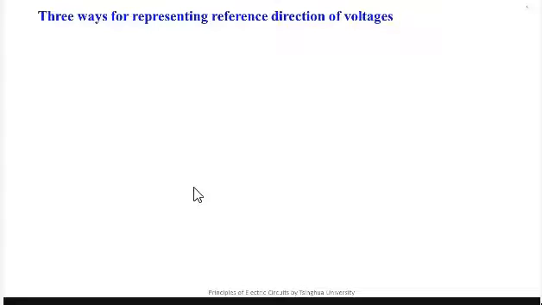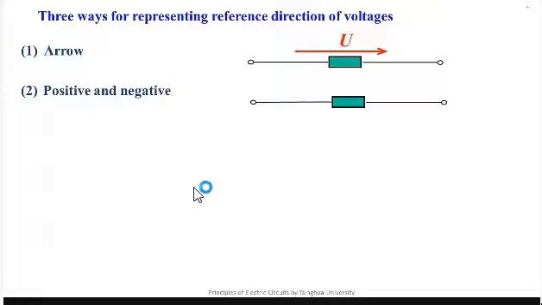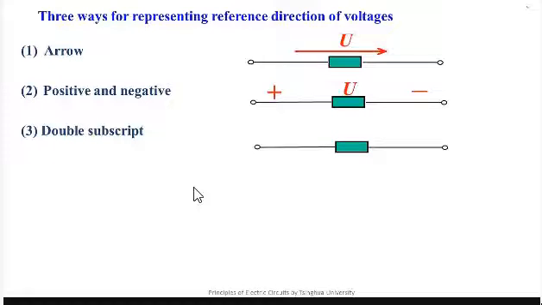For the reference direction of the voltage, we have three ways to represent. The first one is arrow. It means that the potential is dropping with the direction of the arrow, or there is a drop of the voltage in the direction of the arrow. The second way is positive and negative. We think the potential of the positive terminal is U volts higher than that of the negative one. The third way is double subscript. We think UAB represents that the potential of A is UAB higher than that of B.